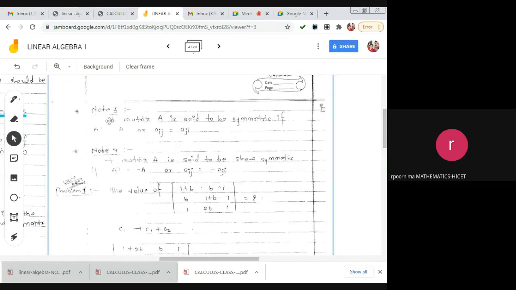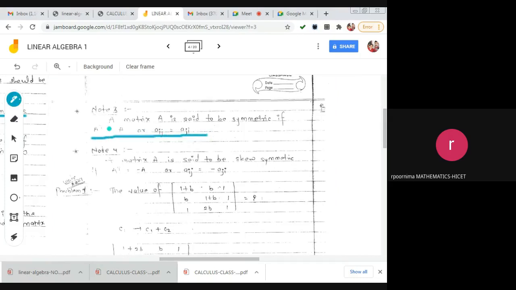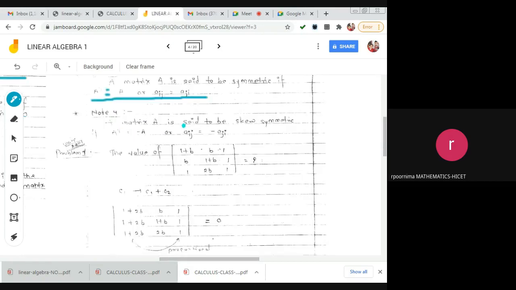Next, a note. A matrix A is said to be symmetric if A transpose equals A, or Aij is equal to Aji. This is the note we have to know. A matrix A is said to be skew symmetric if A transpose equals minus A, or Aij is equal to minus Aji.